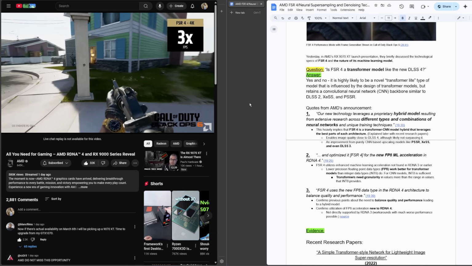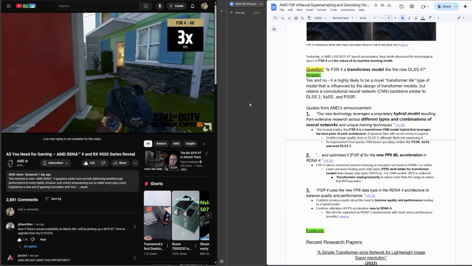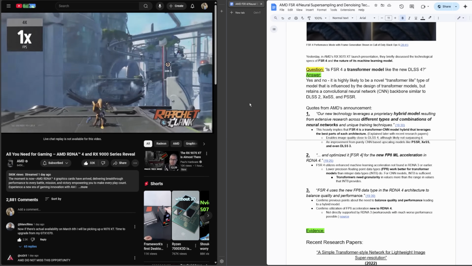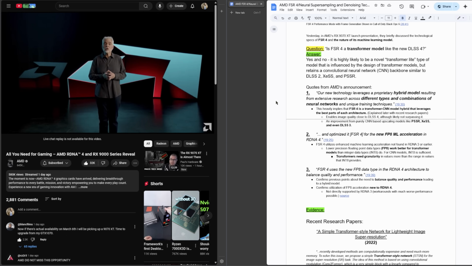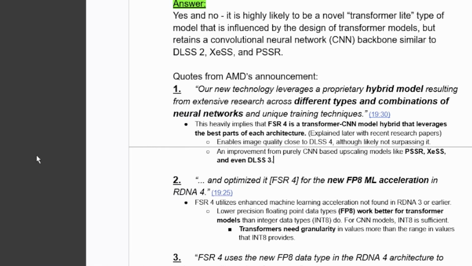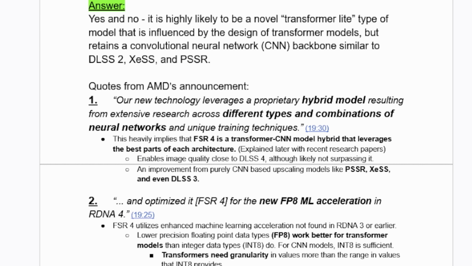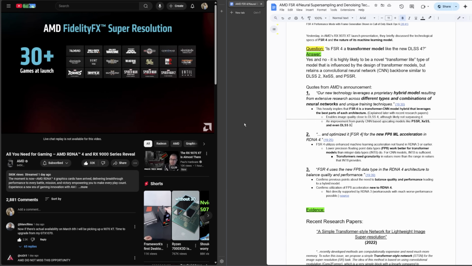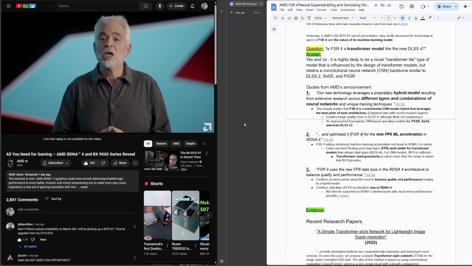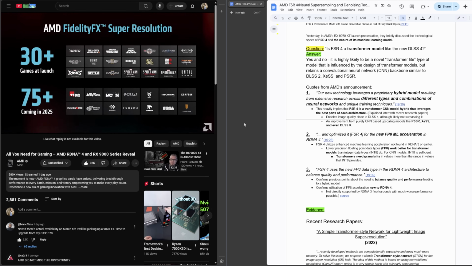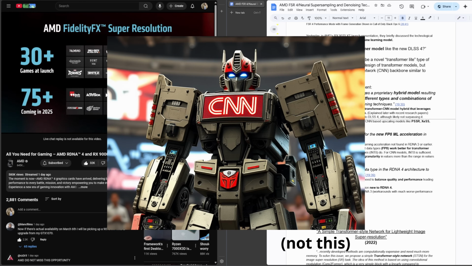Now, AMD gave us some clues about the nature of the FSR4 machine learning model. They didn't say explicitly whether it was a transformer model or not. Something that caught my attention from AMD's video, though, was when they said, "Our new technology leverages a proprietary hybrid model resulting from extensive research across different types and combinations of neural networks and unique training techniques." The crucial piece of info that they gave us there is that it's a hybrid model, and that they're utilizing different types and combinations of neural networks. Now, this heavily implies that FSR4 is a transformer CNN model hybrid.